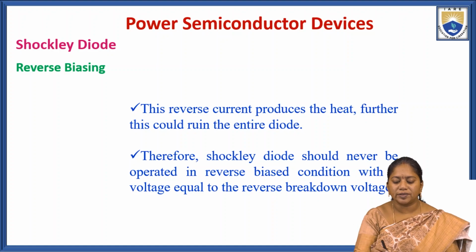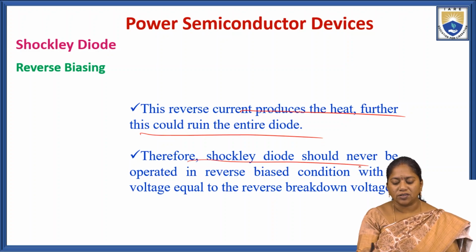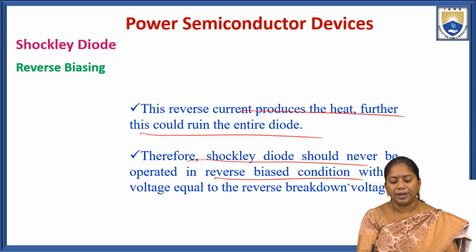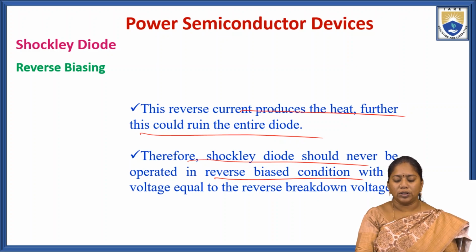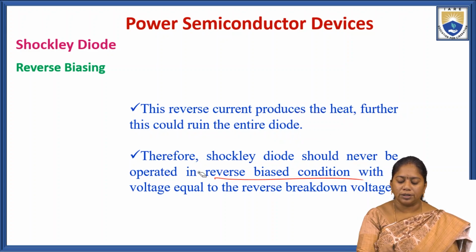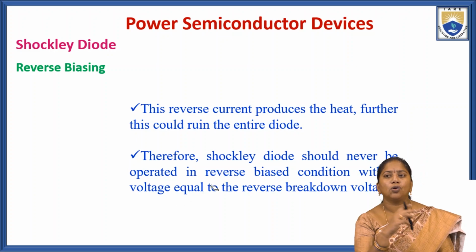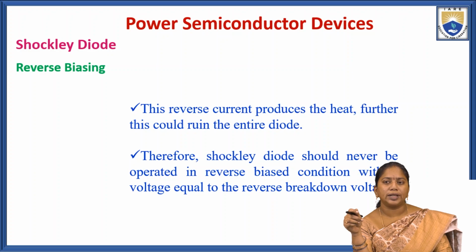Reverse biasing. The reverse current produces heat. Further, this could damage the entire diode. Therefore, the Shockley diode should never be operated in the reverse biased condition with a voltage equal to the reverse breakdown voltage.